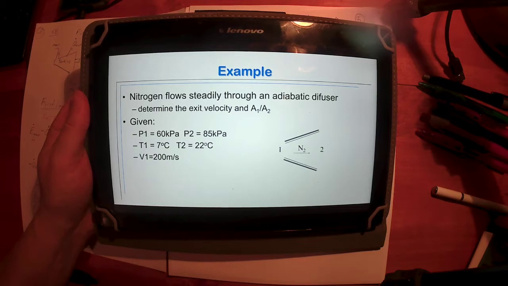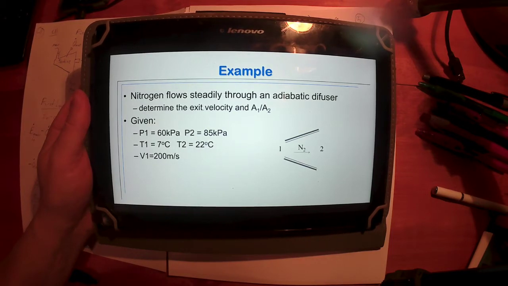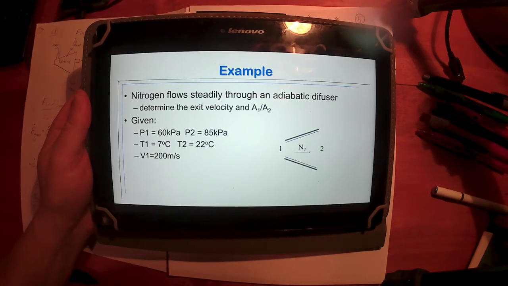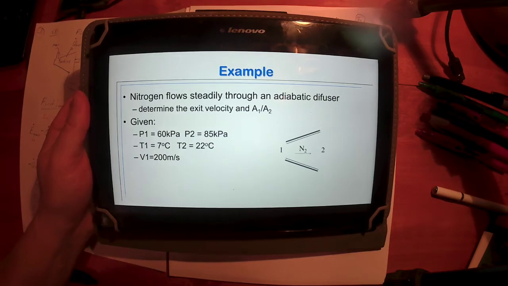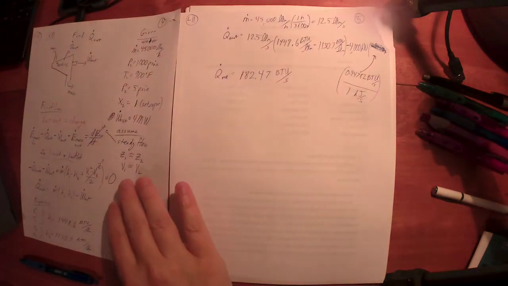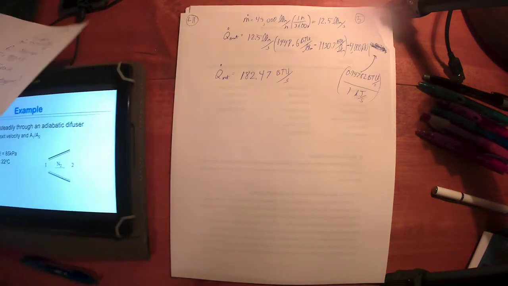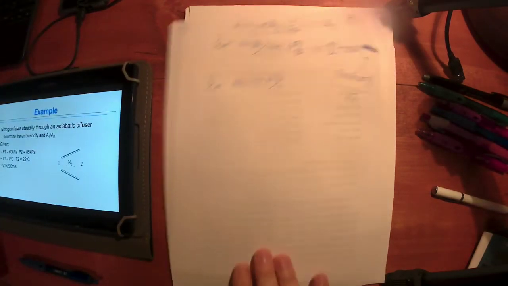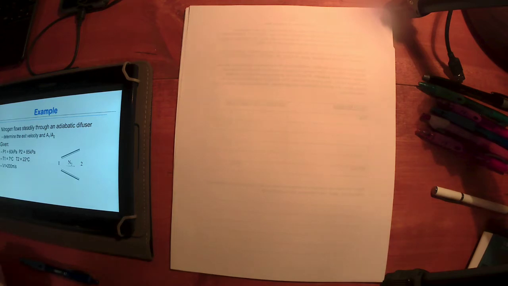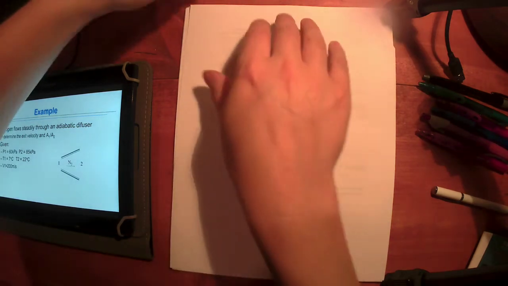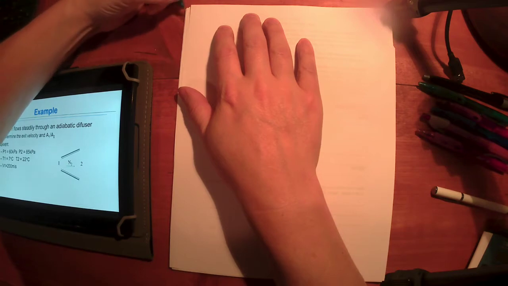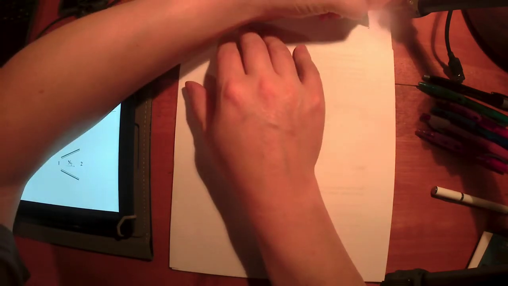They've told us the inlet pressure is 60 kilopascals. The exit pressure is 85 kilopascals. They've given me the inlet temperature, exit temperature, and an inlet speed. And so they want to know the exit velocity, the exit speed, and the ratio of areas. All right. So let's start a new sheet then. L11. This will be page 6.